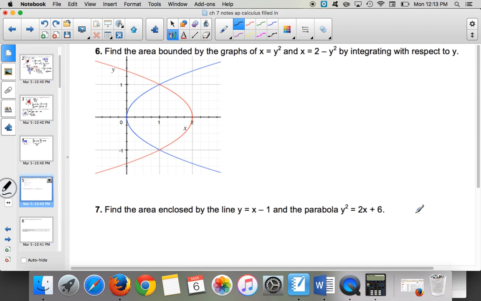So let's do a right and left one. Are we ready? Can we rise to the challenge here? Now, every year I have some smarty pants in my class who decide they are going to mess with things. Instead of having x equals y squared and x equals 2 minus y squared, they're just going to rotate everything and say, oh, I have y equals x squared and y equals 2 minus x squared. Please don't do that. It will lead to lots and lots of confusion when we get to volume.